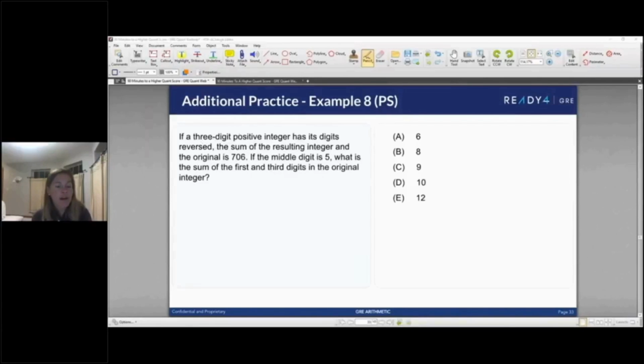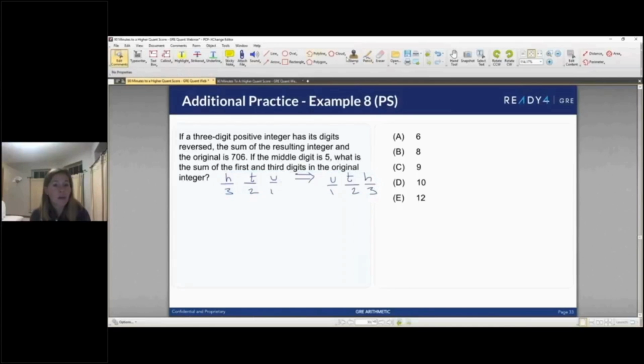So in this problem, we've got a 3-digit positive integer that has its digits reversed. So my 3-digit number, I'm going to call it hundreds, tens, units. They're going to take this positive integer and then they're going to reverse it. So this is going to become something that looks like units, tens, hundreds. So if this were 321, it would become 123, for example.